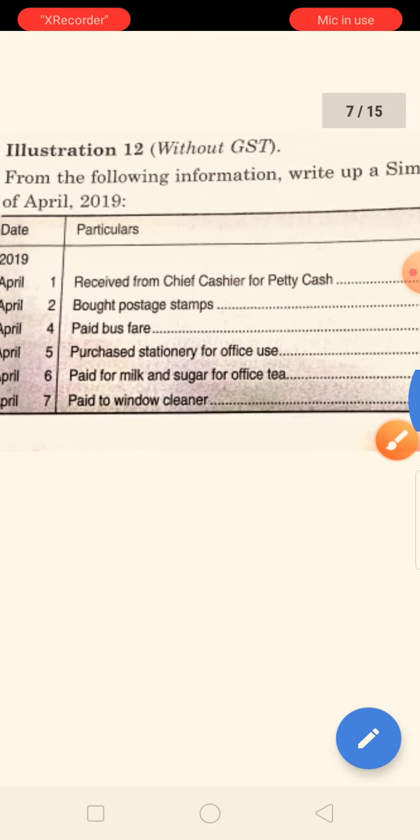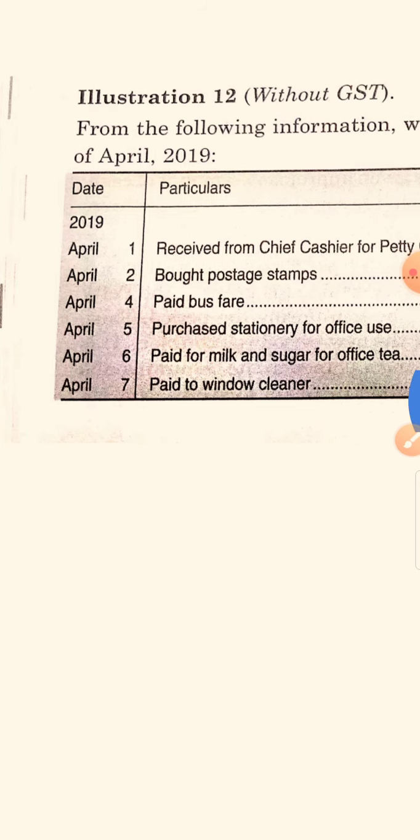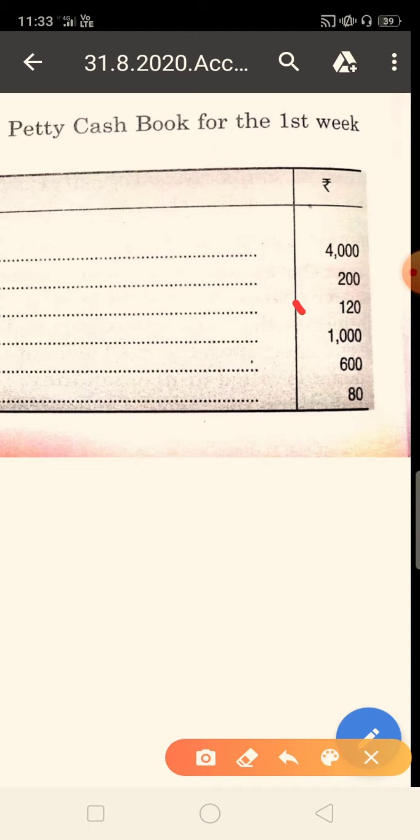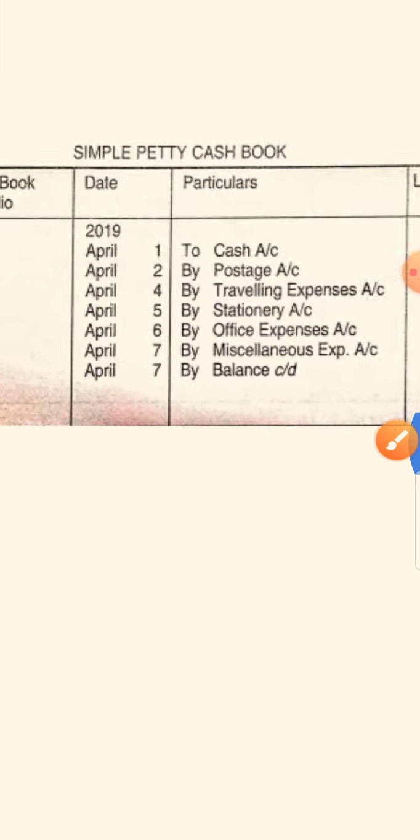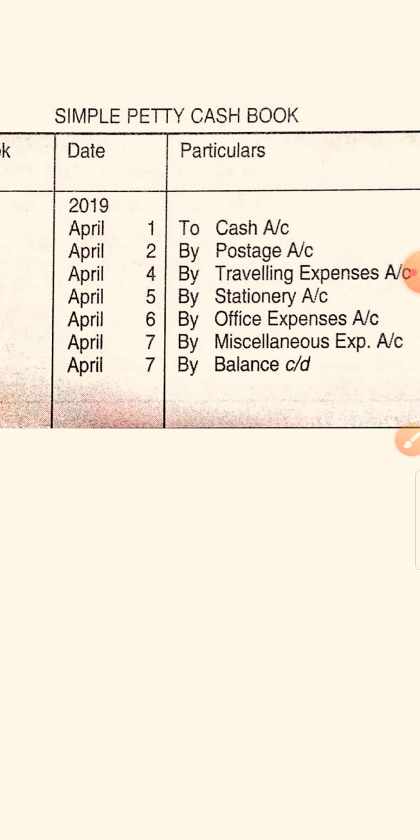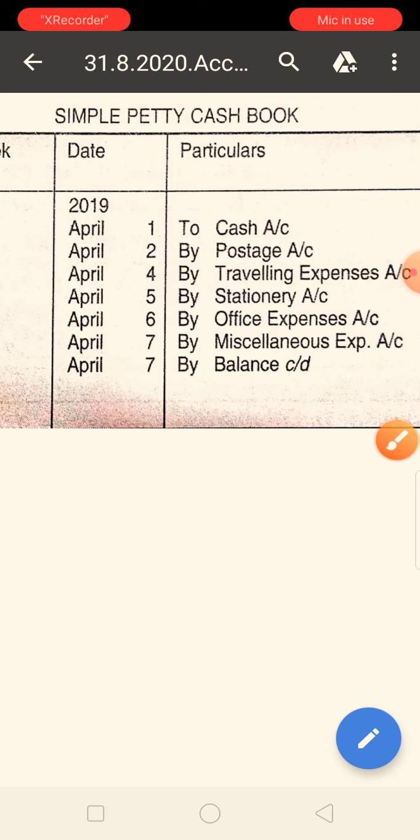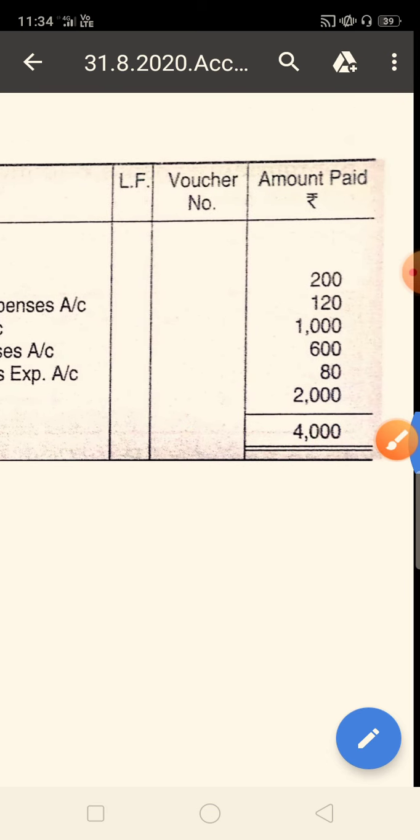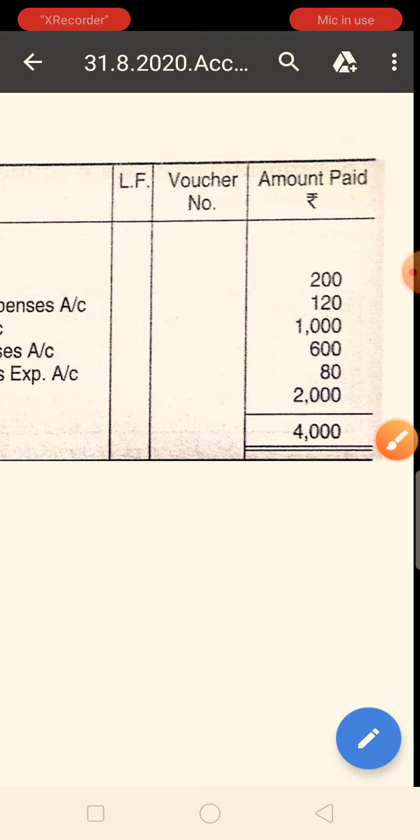Again we will go, and this is April 4 paid bus fare amount, my dear student, amount is 120 rupees. 120 रुपये हमने बस फेयर के दिए हैं. So these expenses we are paying, cash goes. My dear student, we can check that this is 4th April by traveling expenses. आप लिख सकते हैं by bus fare also, but traveling expenses, bus fare is a traveling expense, that's why. And amount is 120 rupees. They are writing the 120 rupees here in the amount paid column.